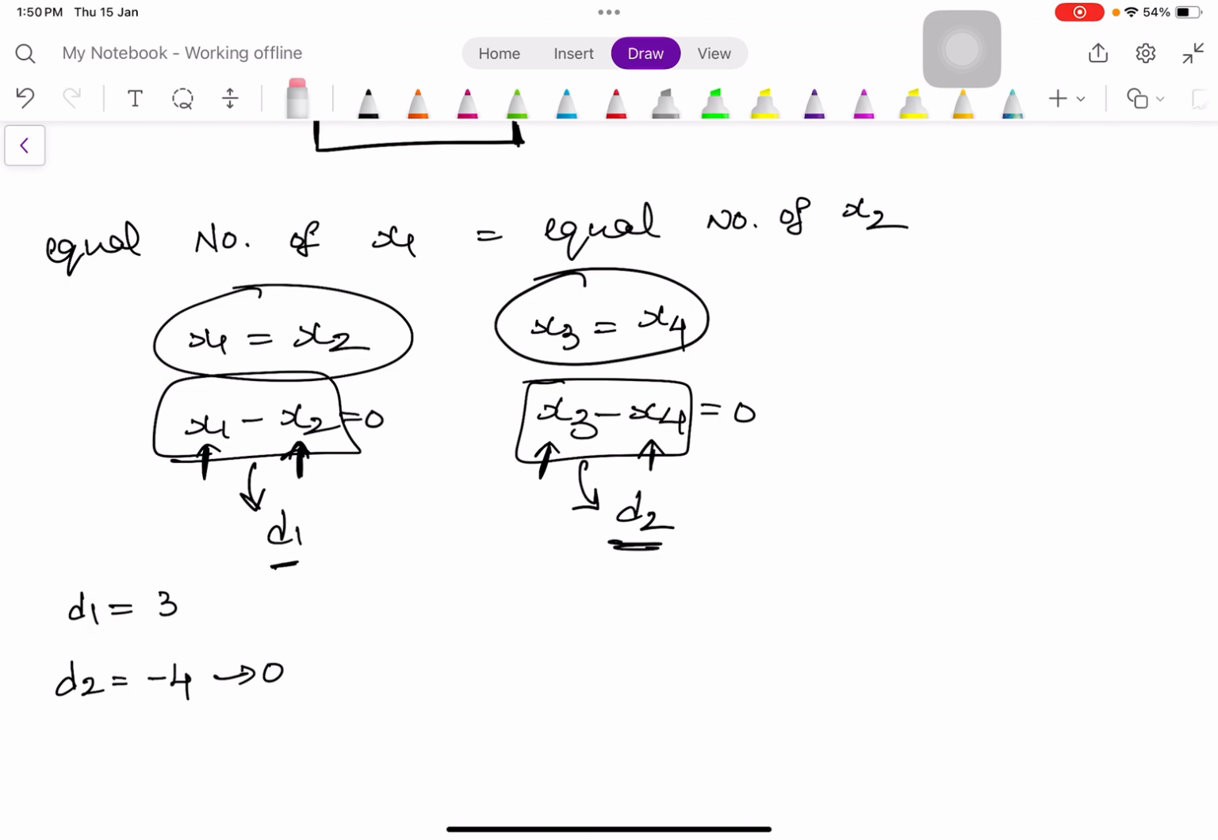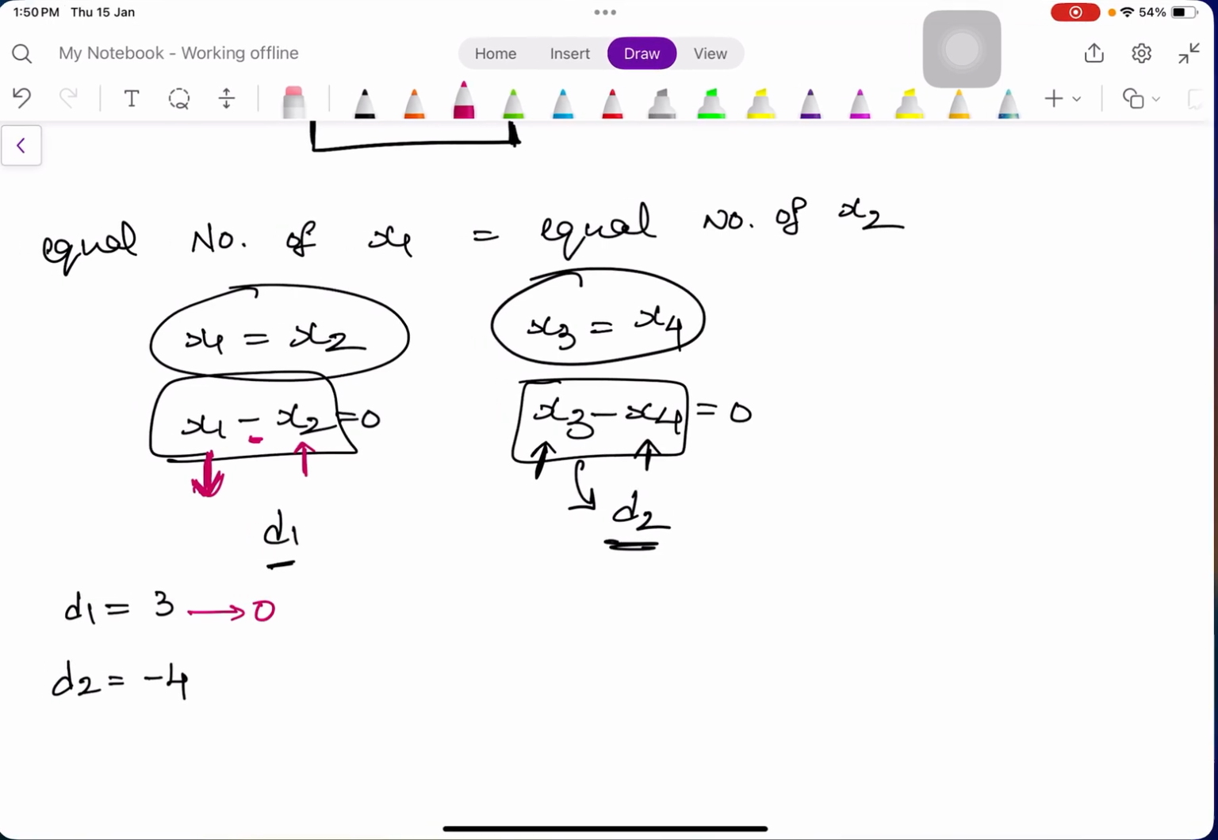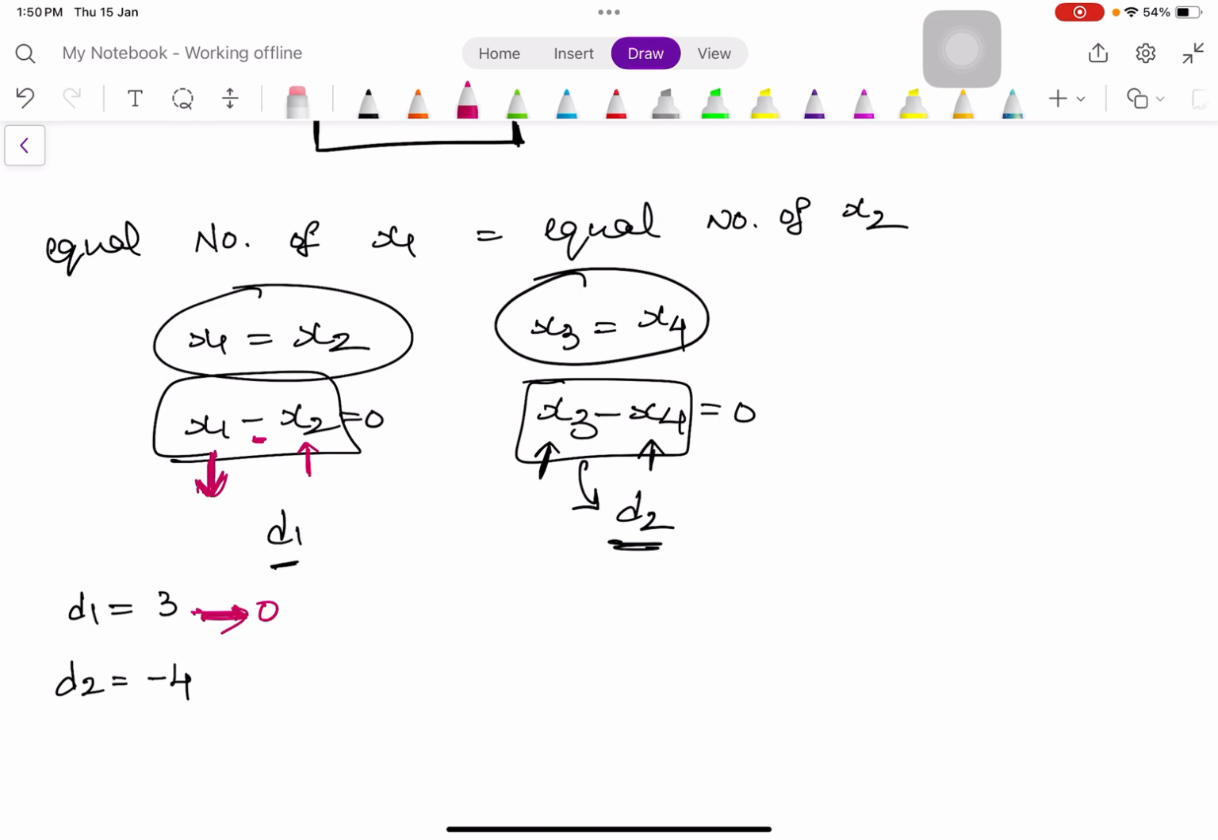In order for d1 to become 0, there are only two things that we can do. Either x2 should increase or x1 should decrease. If x2 increases, subtraction will increase and it will lead you to 0. If x1 decreases, then the initial value itself is small, so anyhow you will reach near 0 or you will eventually lead to 0. Okay.